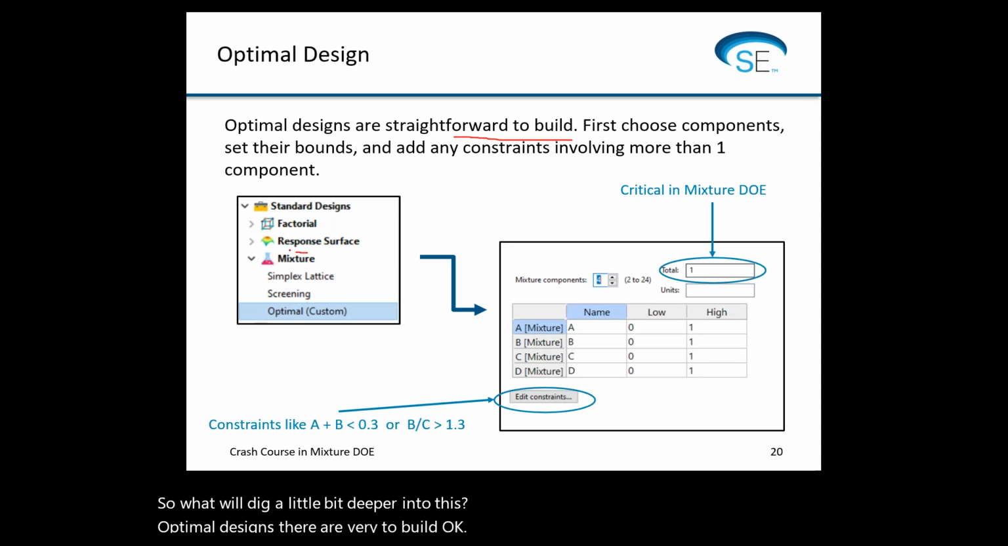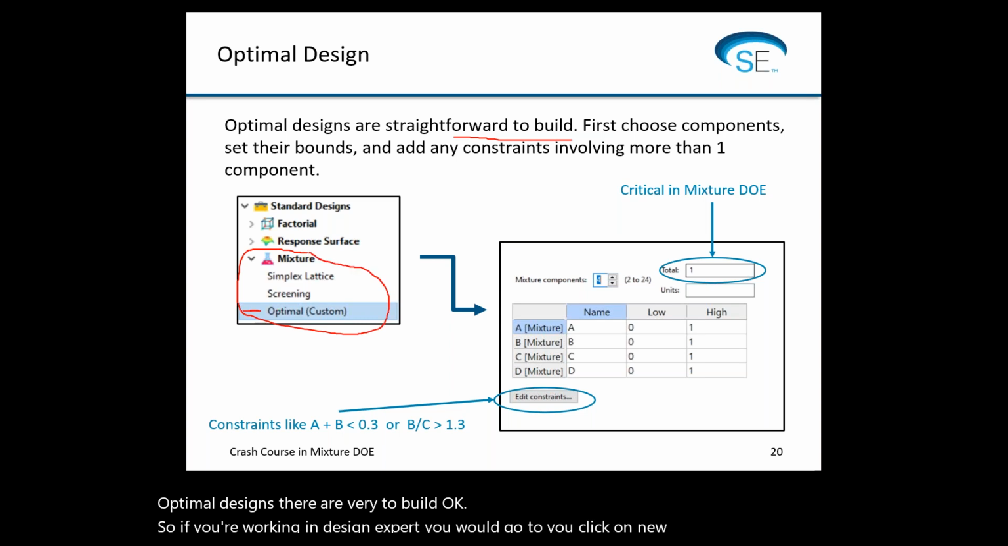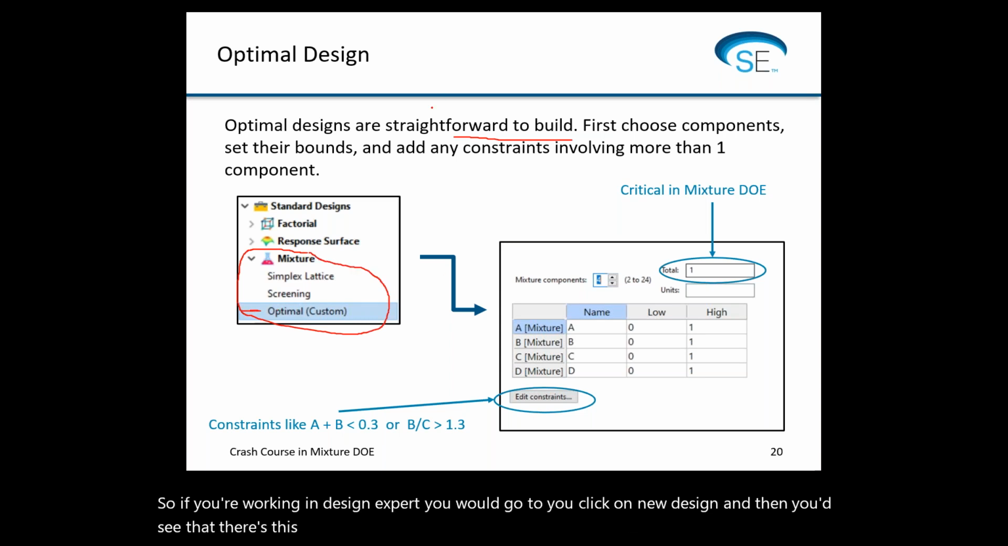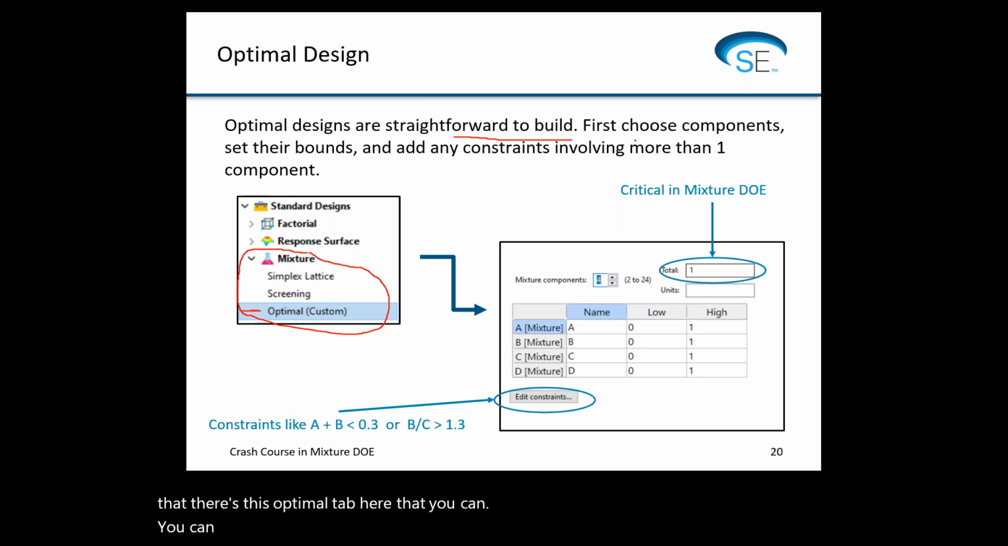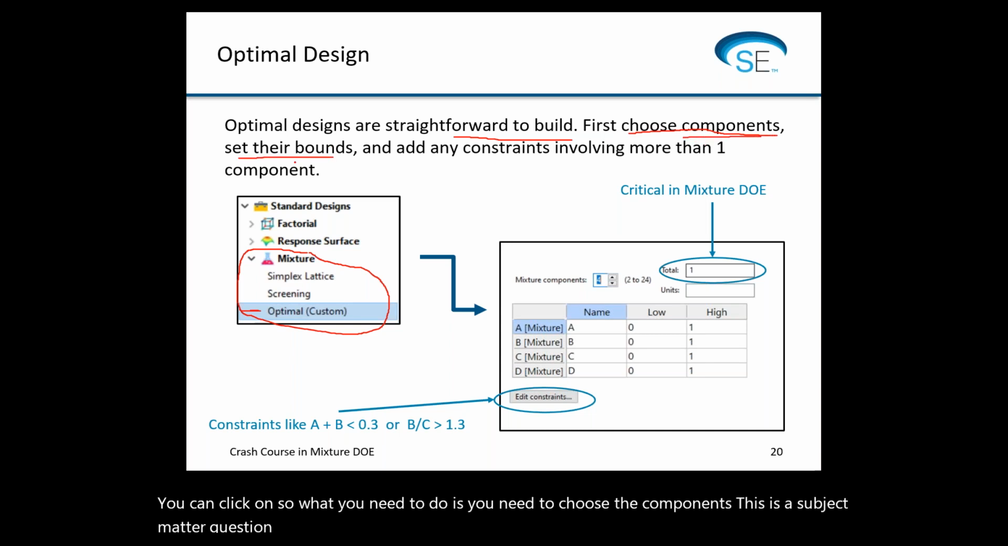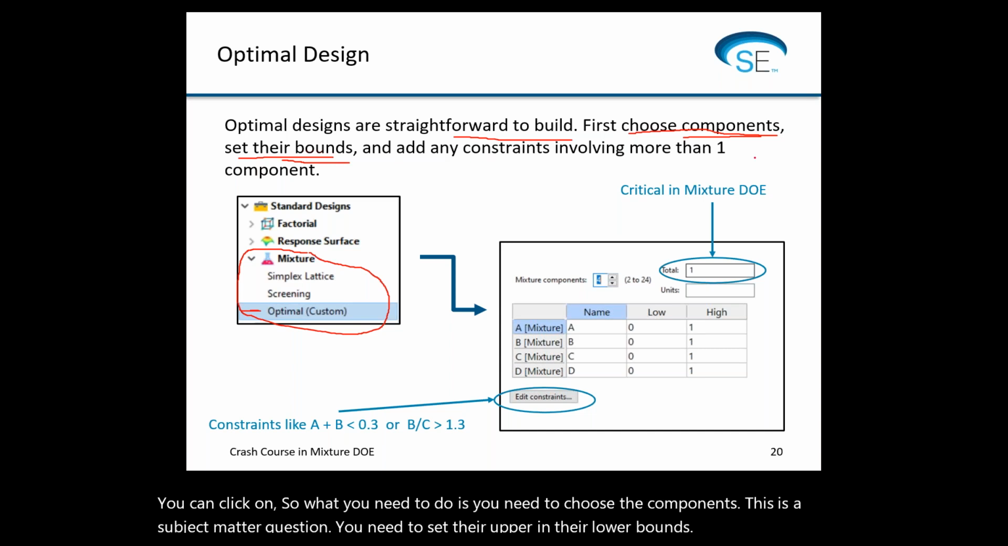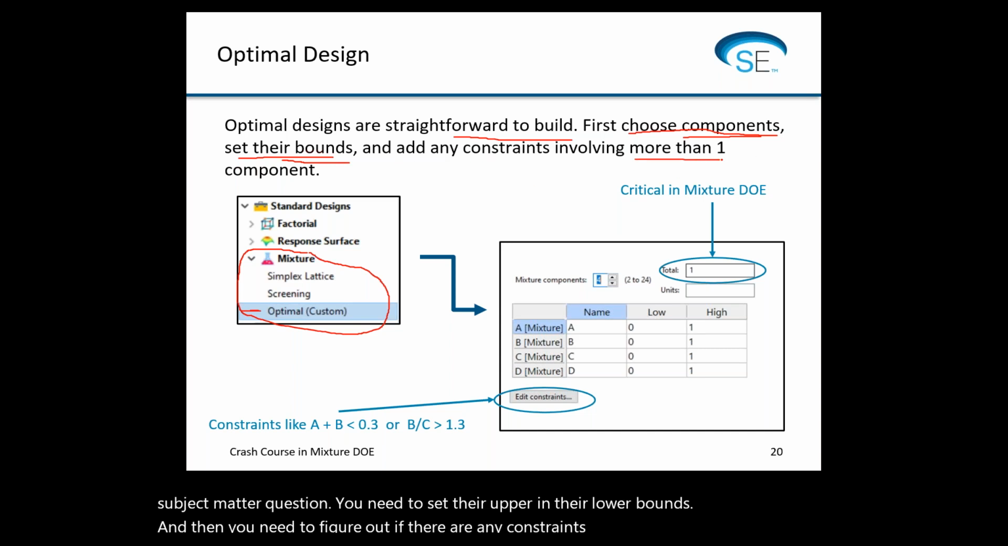So if you're working in Design Expert, you'd click on New Design, and then you'd see that there's this Optimal tab here that you can click on. So what you need to do is you need to choose the components. This is a subject matter question. You need to set their upper and their lower bounds. And then you need to figure out if there are any constraints that involve more than one component.